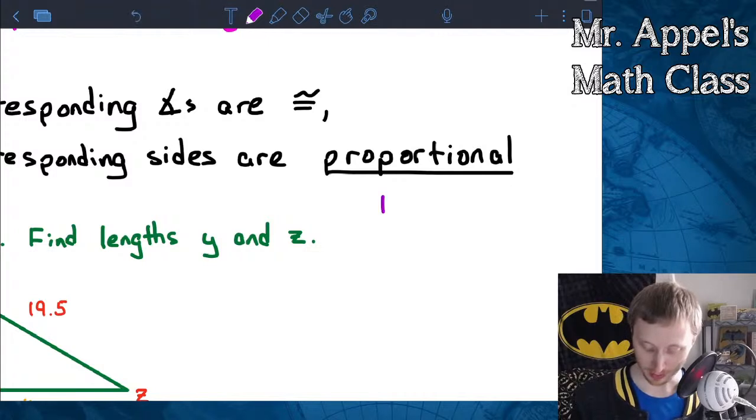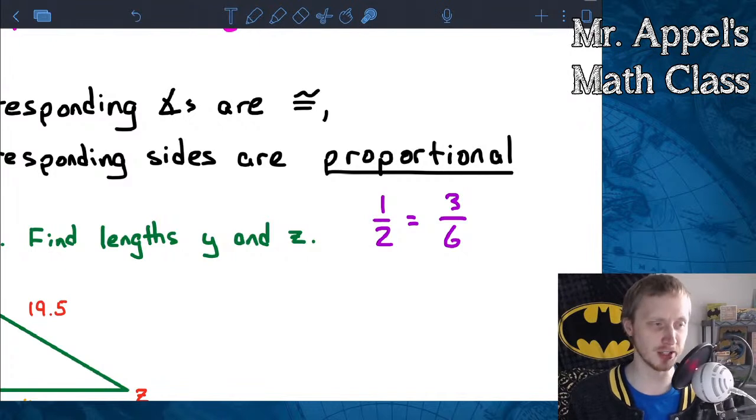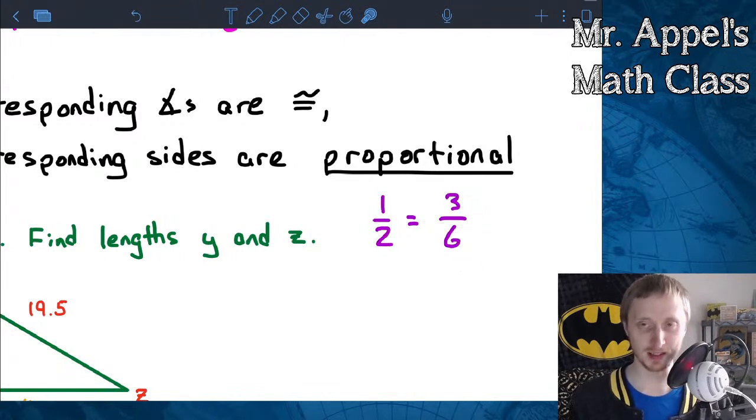That's like saying 1/2 is equal to 3/6. It's an equation setting two ratios equal to each other. We typically see these as fractions. Fractions are just a specific type of ratio. But the relationship between 1 and 2 is the same as the relationship between 3 and 6. You would double both of them.